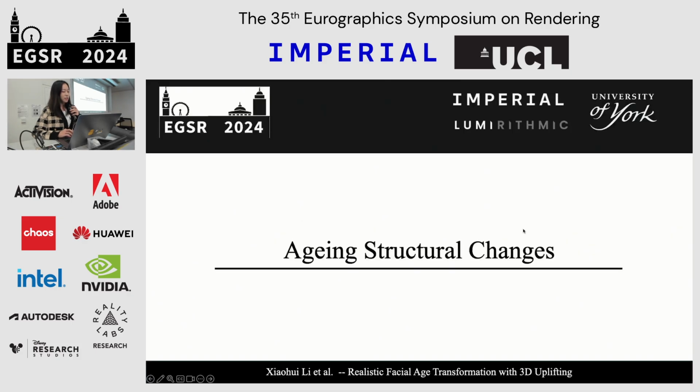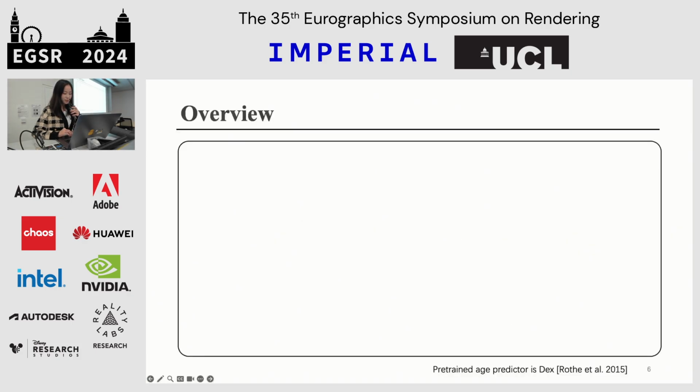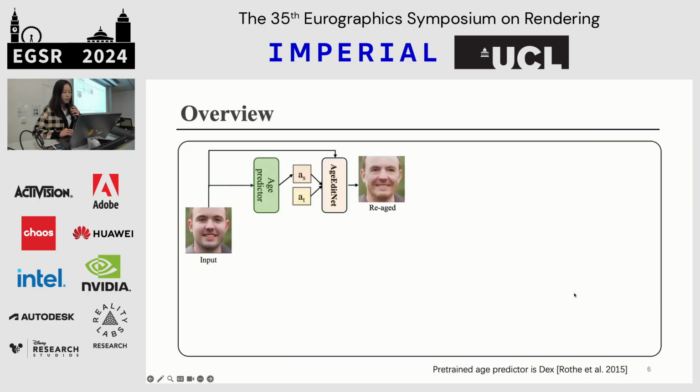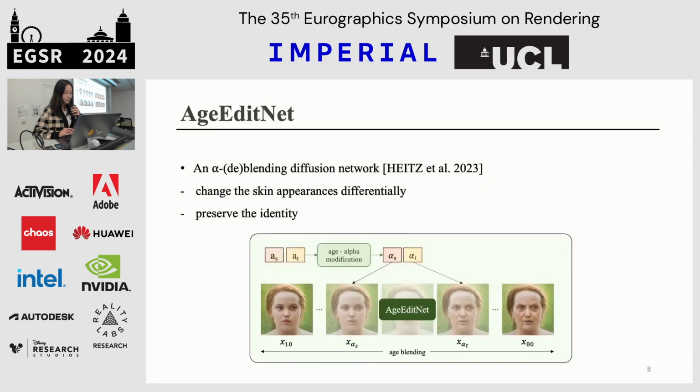The first part is age structure changes. Here is an overview of our method in this part. Given an input image, we apply a pre-trained age predictor, DEX, to predict the source age. We will also input the source age, the target age, and the input image into the age edit net to obtain the re-aging results.